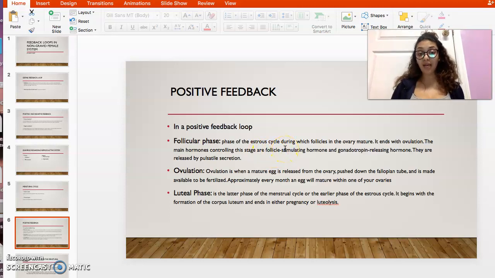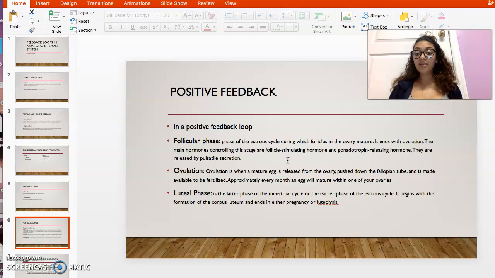In the positive feedback loop, the follicular phase is a phase of the estrous cycle, which we mentioned before, in which follicles in the ovary mature. It ends with ovulation, and the main hormones that control this stage are follicle-stimulating hormone and gonadotropin-releasing hormone, and they are released by prolactin secretion. Ovulation is when the mature egg is released from the ovary, as we said. It's pushed down the fallopian tube and is made available to be fertilized. Approximately every month, an egg will mature within one of your ovaries.